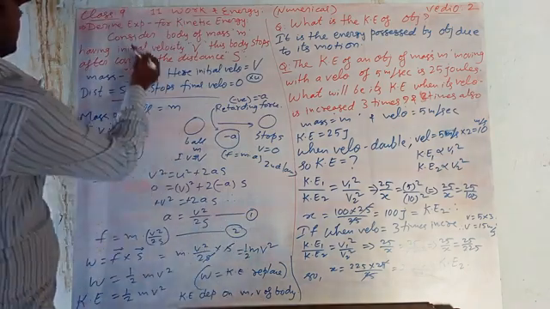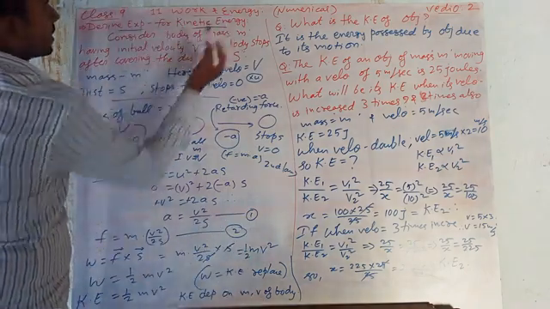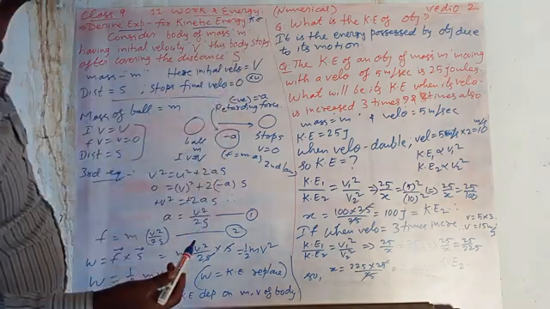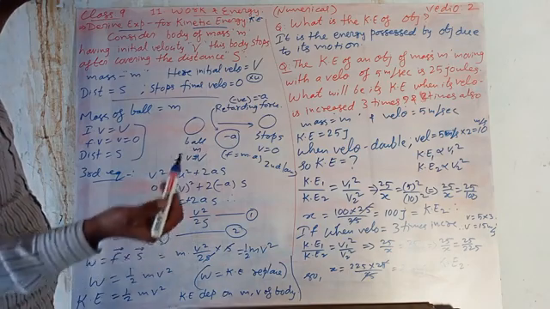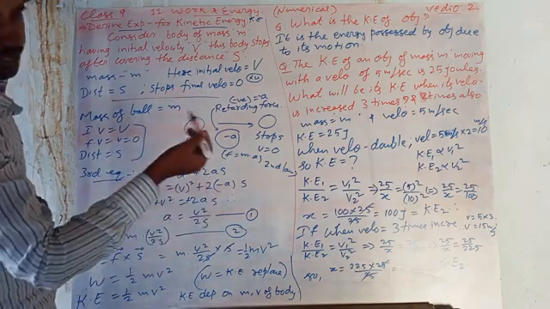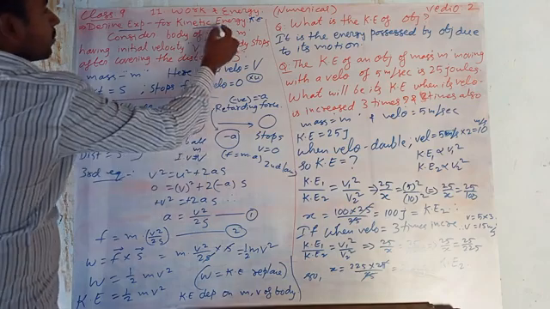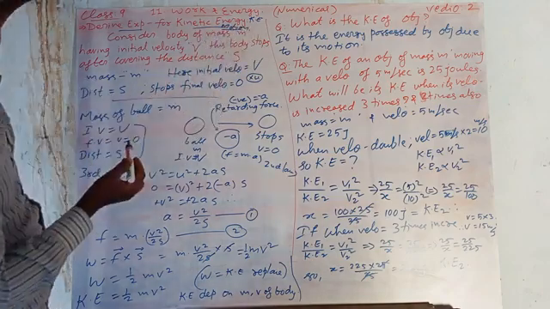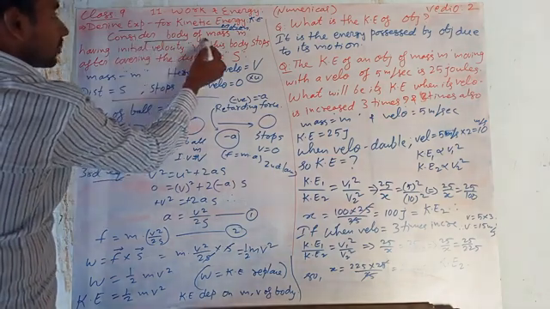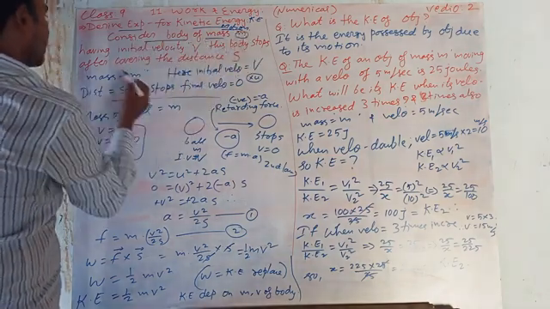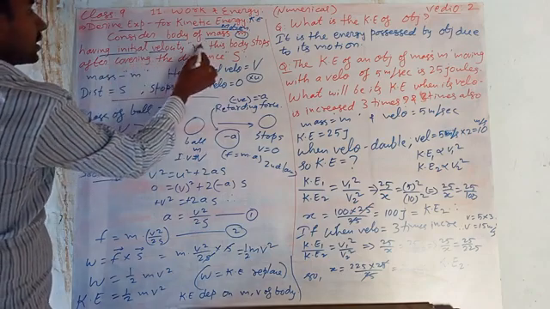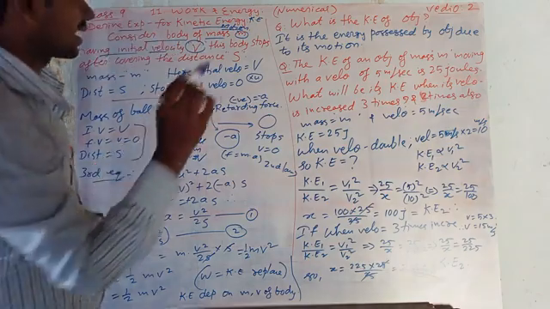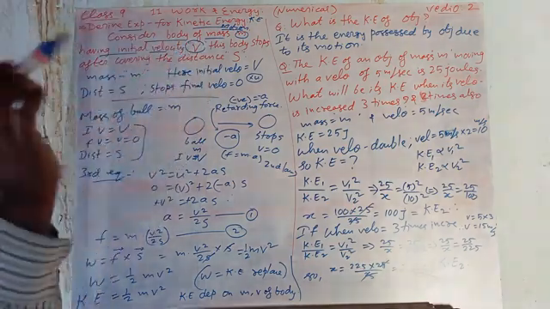Look here. Derive the expression for kinetic energy, K. The energy possessed by an object due to its motion is called kinetic energy. So here, consider a body of mass m having initial velocity v. Initial velocity is v, please keep it in your mind, not u.